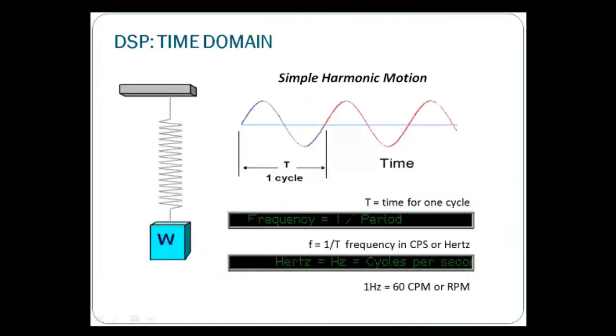So in the time domain, if we are looking at simple harmonic motion, like I have sketched just now, one cycle is your period, right? Then 1 over T is your frequency, in hertz, or we multiply by 60, then it's in RPM. If you can measure a simple harmonic motion, then the frequency, the amplitude, as well as the period, the cycle, can easily be measured.